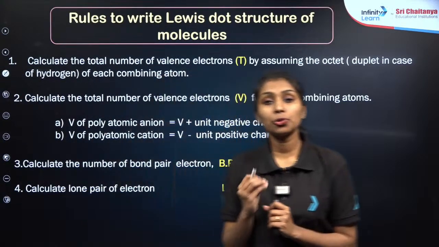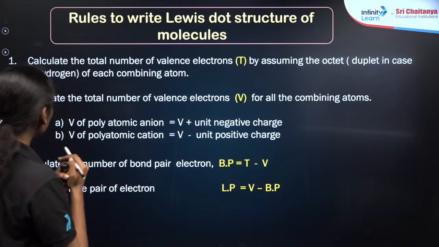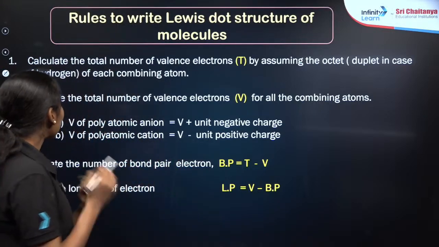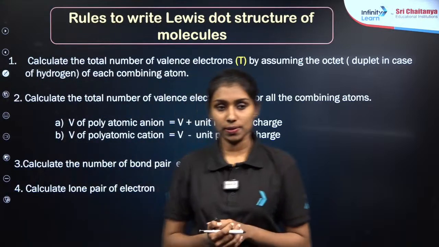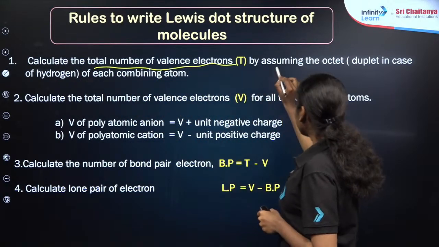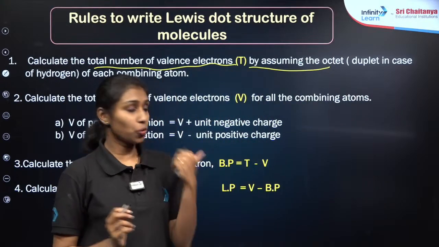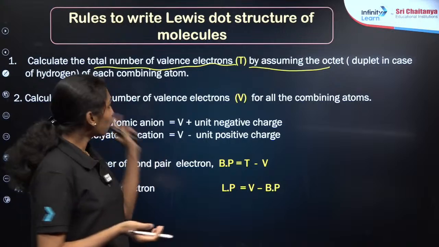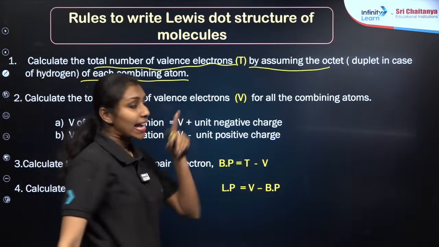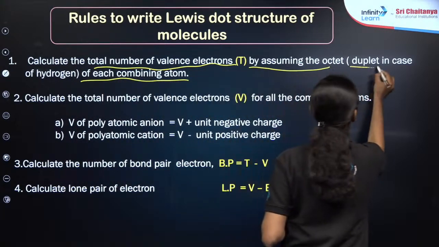Now, there are simple rules to find out the Lewis dot structure of different molecules. These are the major rules. The first rule is to calculate the total number of valence electrons, assuming the octet, which means each atom present in the molecule is assumed to follow the octet rule. So we find the total number of valence electrons of each combining atom. Then, there is an exception: if a hydrogen atom is present, we take it as a duplet. Duplet means 2 electrons, right?